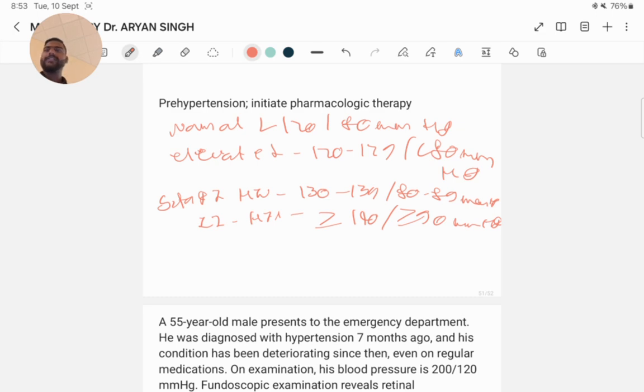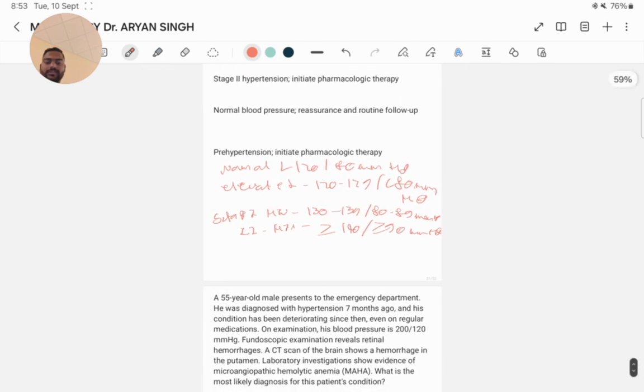And what is the initial step? The initial management approach for stage 1 hypertension involves lifestyle modification, including dietary change, weight loss, regular exercise, reduced alcohol consumption, and sodium restriction. Pharmacological therapy is not typically initiated unless there are compelling indicators, such as the patient having additional cardiovascular risk factors. Next question.